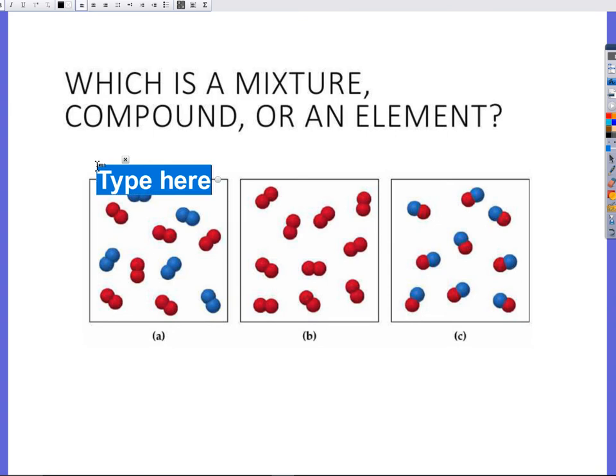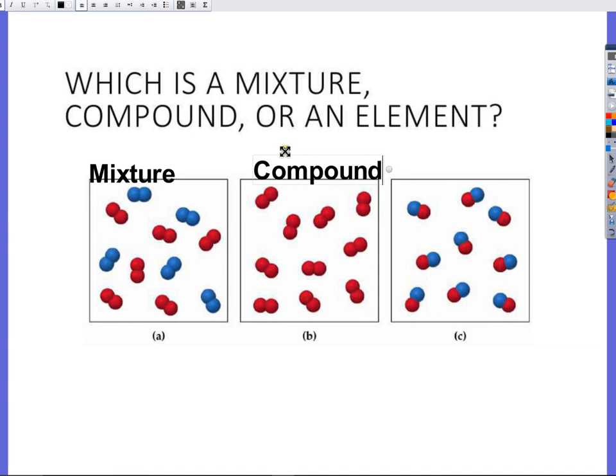The first picture is a mixture because it's not pure. The second picture would be a compound because you have at least 2 elements stuck together and it's pure. The second one is also a compound because you have two elements bonded together and it's pure.